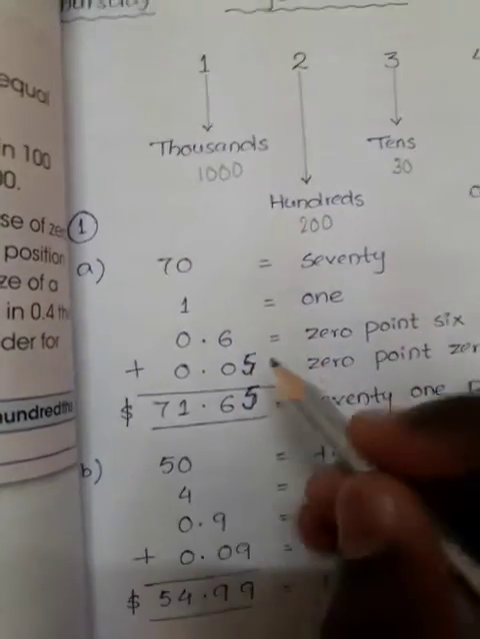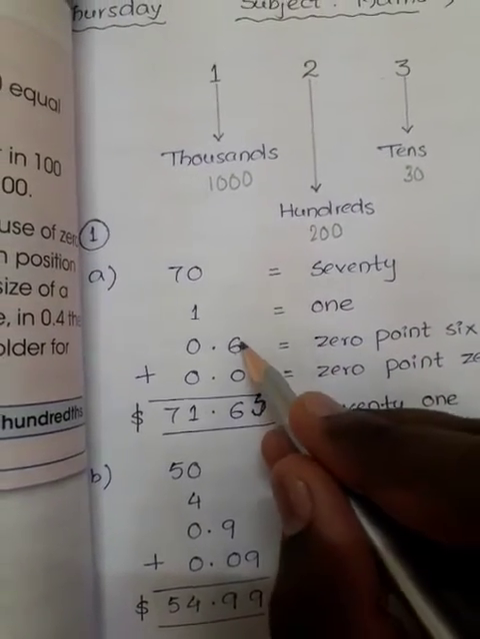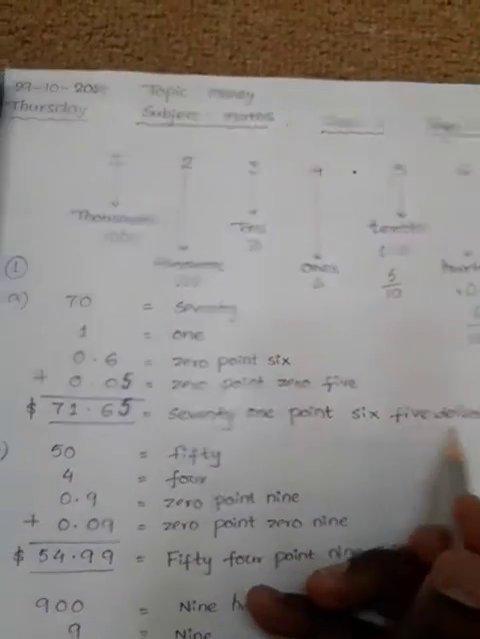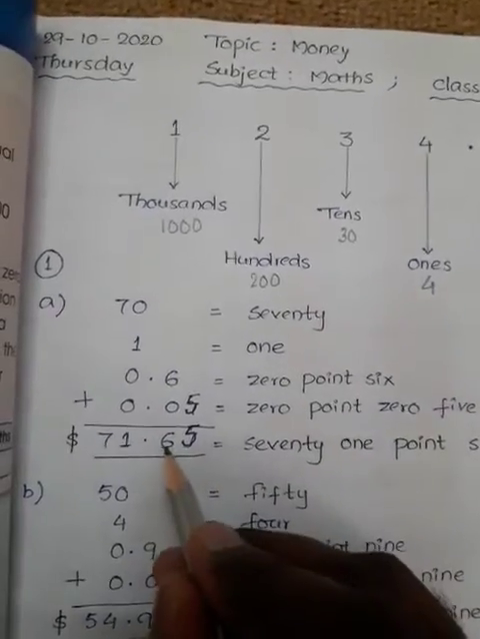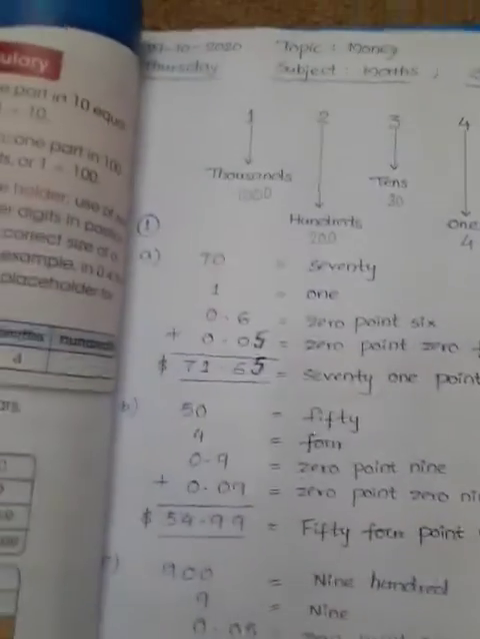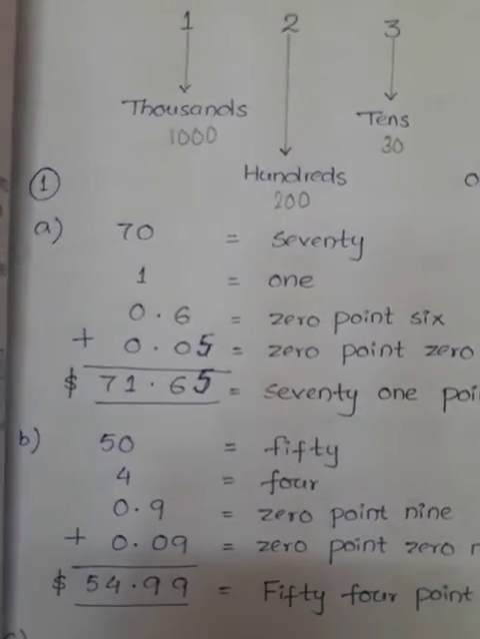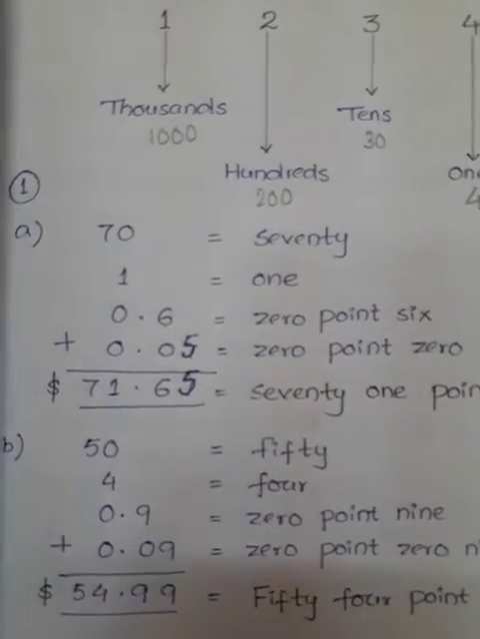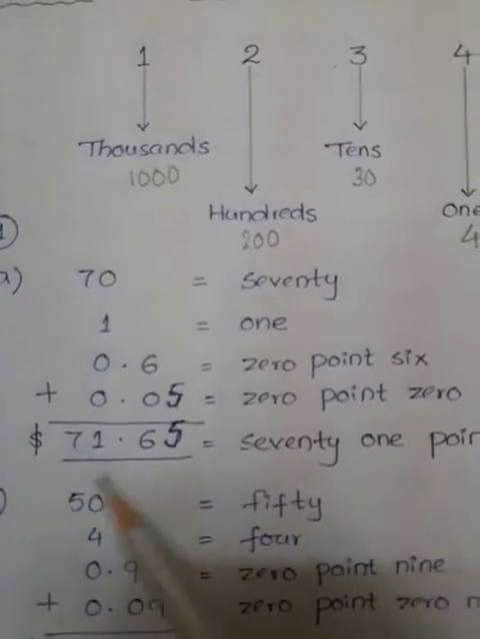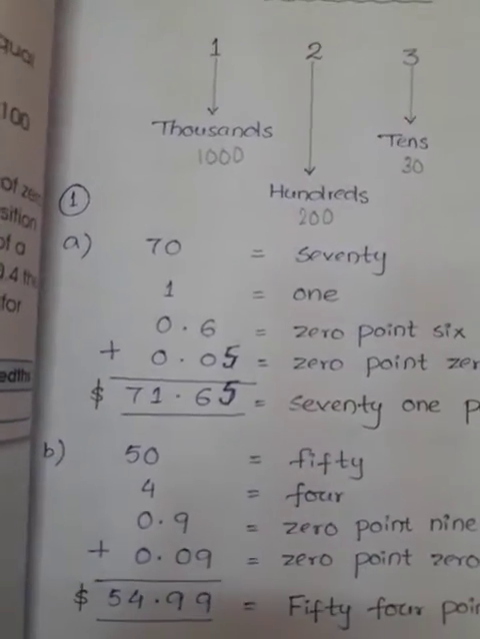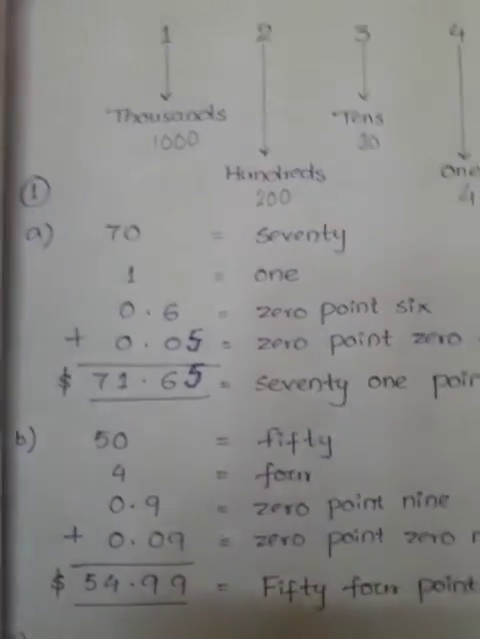Now add. This is 5. Here is the 6, here is the 1, and this is the 7. So what is the total number? $71.65. So remember, after the decimal we cannot say 65. Why? Because after the decimal it is less than 1. So with that we cannot pronounce 65. How do we pronounce it? 71 point 6 5. It may be 3 numbers or 4 numbers after the decimal, whatever, we pronounce single numbers only.